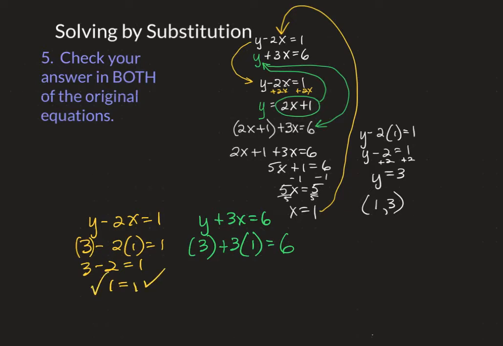I like to see you work it all the way out till it is exactly equal on each side. And then we have 3 plus 3 equals 6, or 6 equals 6. It does check, and therefore this is your final answer. And you have solved that system of equations.